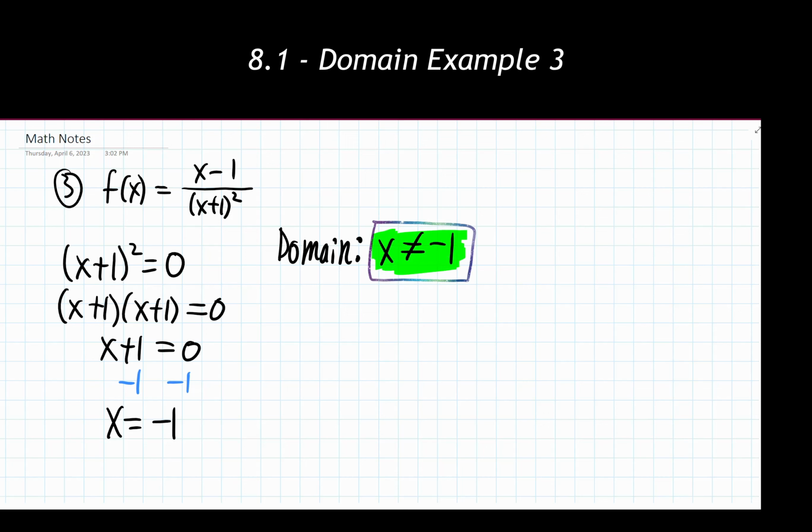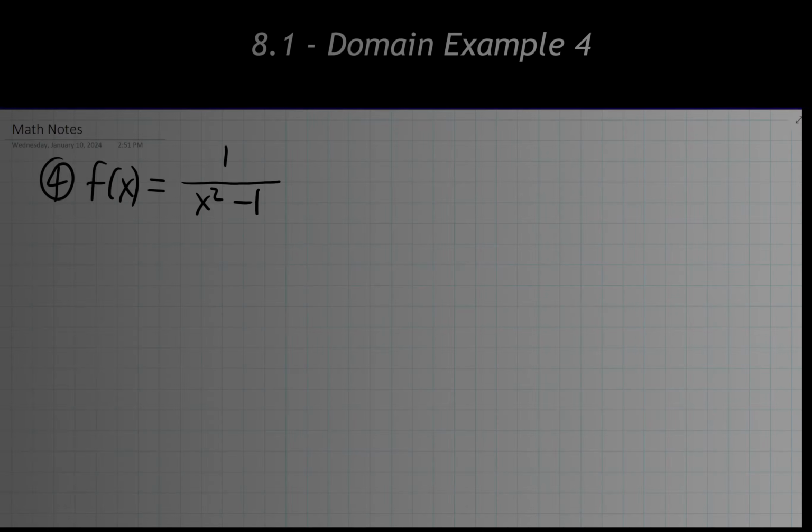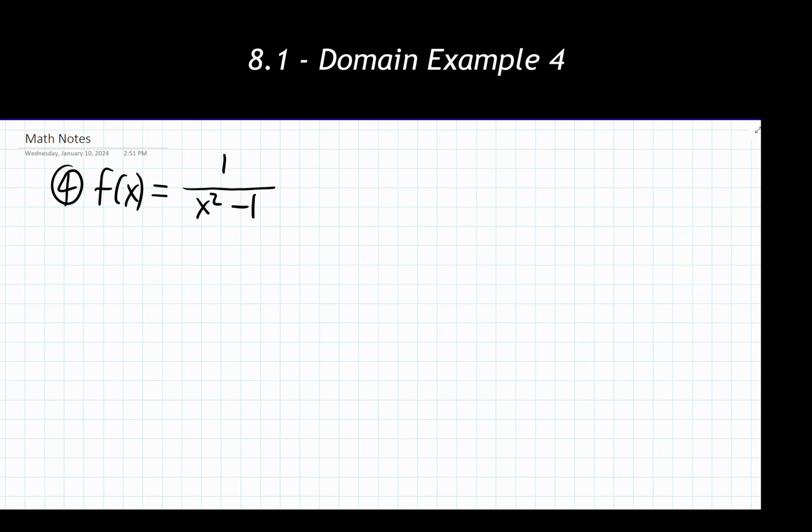We're good to go. So there we go, example 3. And our last example with the domain vertical asymptotes, f of x is equal to 1 over x squared minus 1. So just like all of our previous examples up to now, I'm trying to find where the denominator is equal to 0. So I'm going to start off with writing it out as the denominator equaling 0.